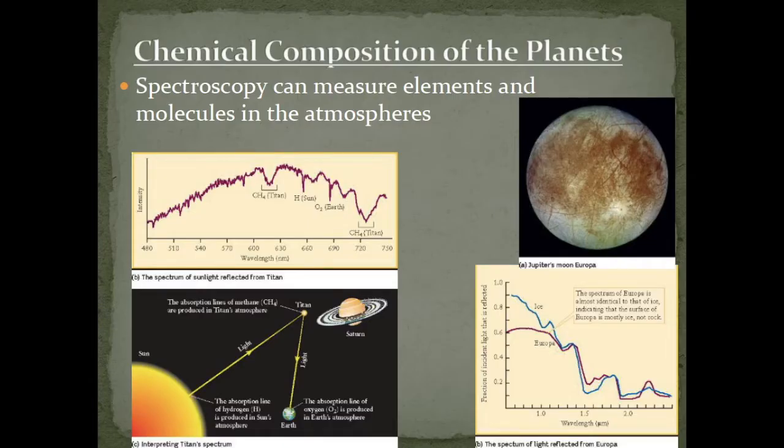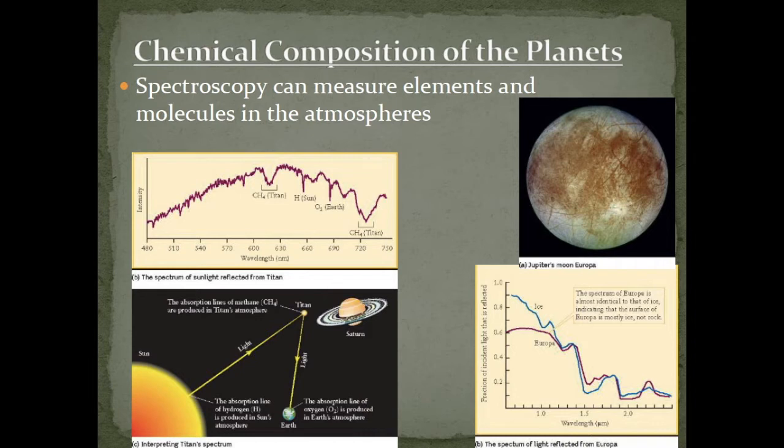So one of the specific ways that astronomers can compare planets is by looking at the chemical composition. We use a tool called spectroscopy, which can measure the elements and molecules in the atmosphere of planets. This is a tool that allows us to determine the fingerprint of the elements contained within the atmosphere of other planets. When we see the absorption lines, which are these little dips here, these correspond to certain elements within the atmosphere.